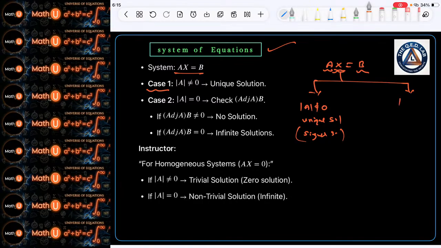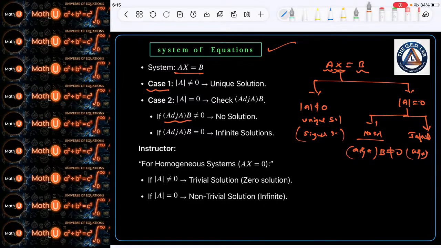Okay, if determinant of A is equal to 0, again there are two cases in this: no solution and infinitely many solutions. For no solution, you should check adjoint of A into B. If it is not equal to 0, that is no solution. If adjoint of A into B is equal to 0, that is infinitely many solutions. This is the one condition.